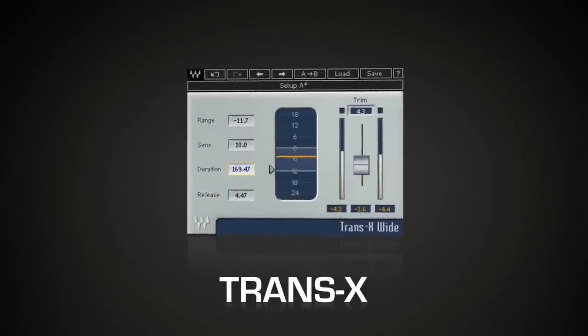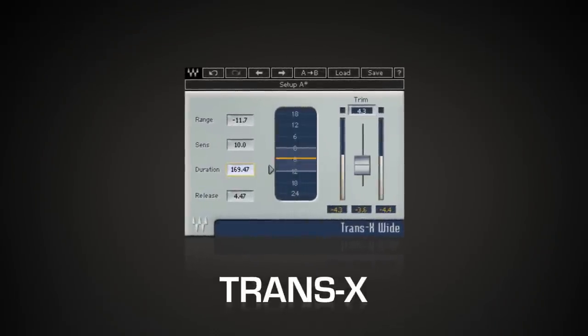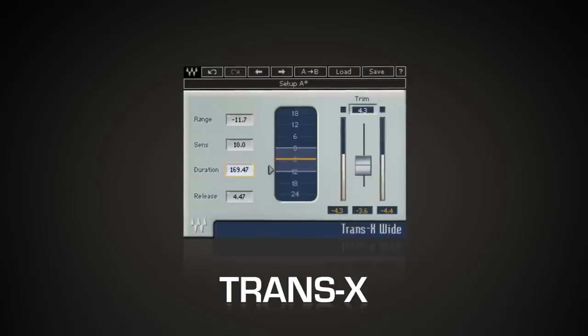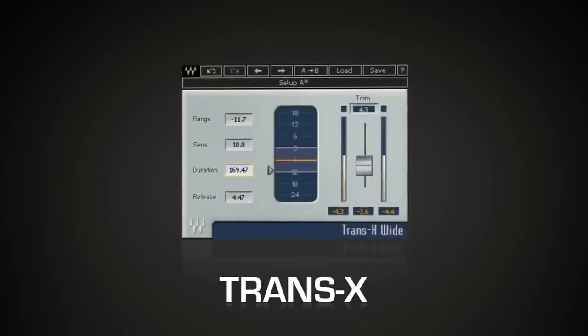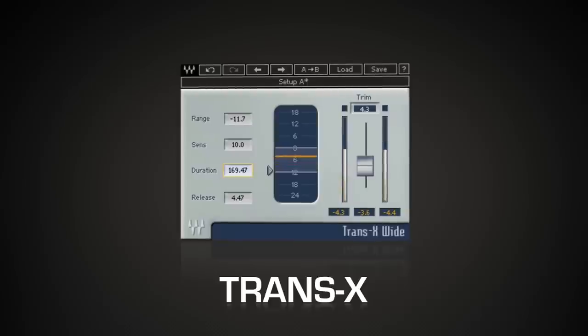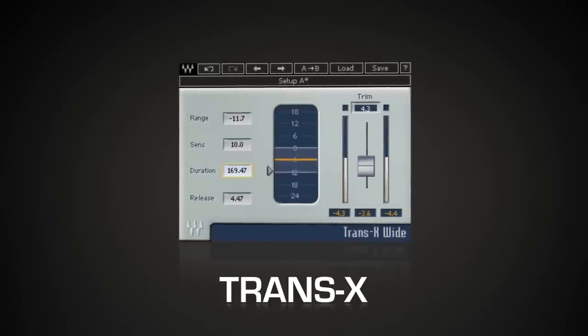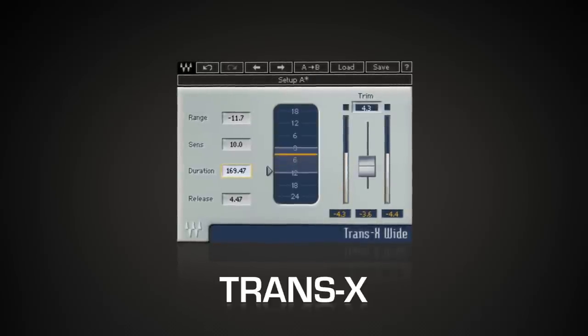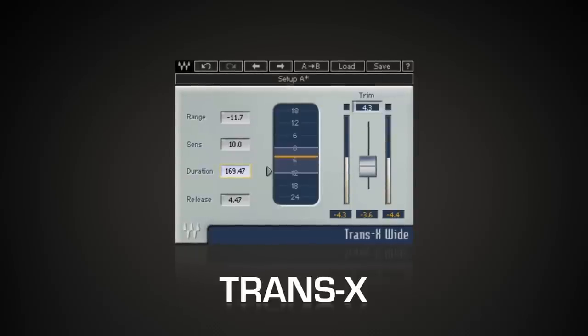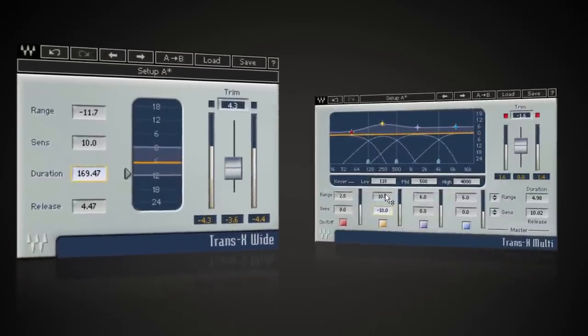TransX is a transient processor. What does that mean to you? This is the plugin you use to detect and shape transient attacks in an audio signal. So you can use it for adding more punch, or reducing it, or focusing more on a specific area in a sound. There are two versions, wide and multiband.